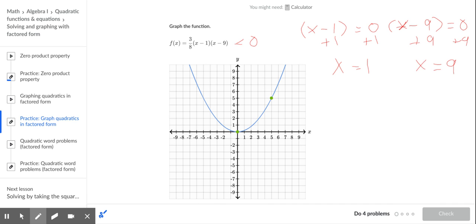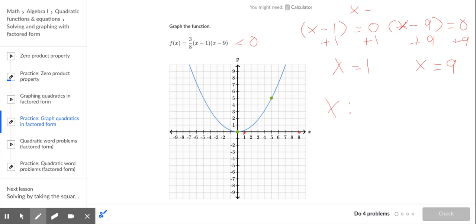So these are our two x-intercepts. The graph is going to cross the x-axis at 9 and at 1. That's what we just found out from factored form. And because I know that parabolas are symmetric, I know that the vertex is going to be halfway in between these two. So to get the x value of the vertex, I can take the average of my two x-intercepts.